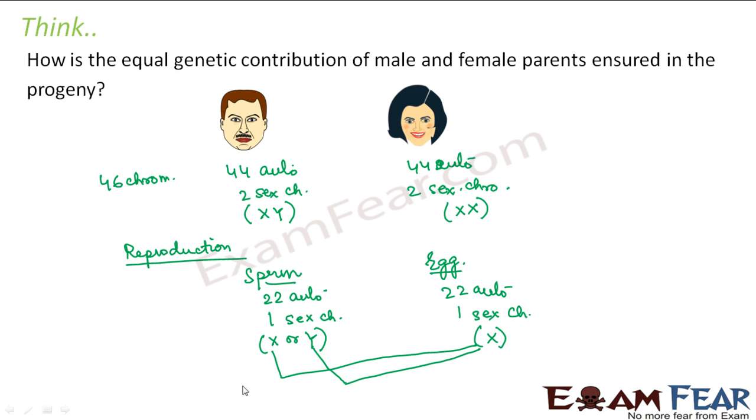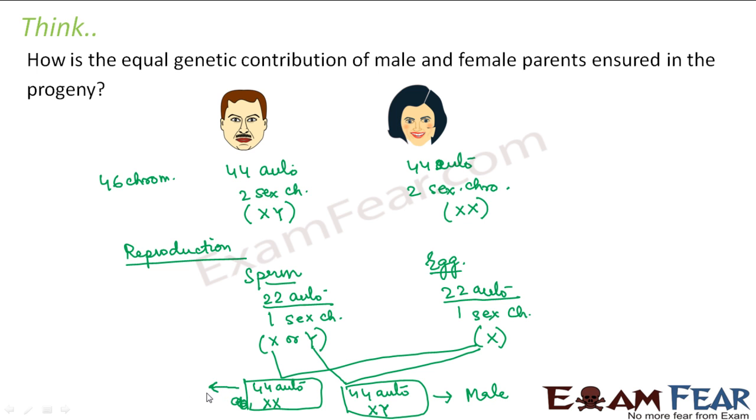So in the first possibility, what will happen? 22 autosomes will combine with 22 autosomes, so it will form 44 autosomes and 2 sex chromosomes, that is XX. That is one scenario. In the second scenario, these 22 and 22 will combine to form 44 autosomes, plus Y and X will combine, that is XY, 2 sex chromosomes, a total of 46 chromosomes. So this will give rise to a male child, and the other will give rise to a female child.